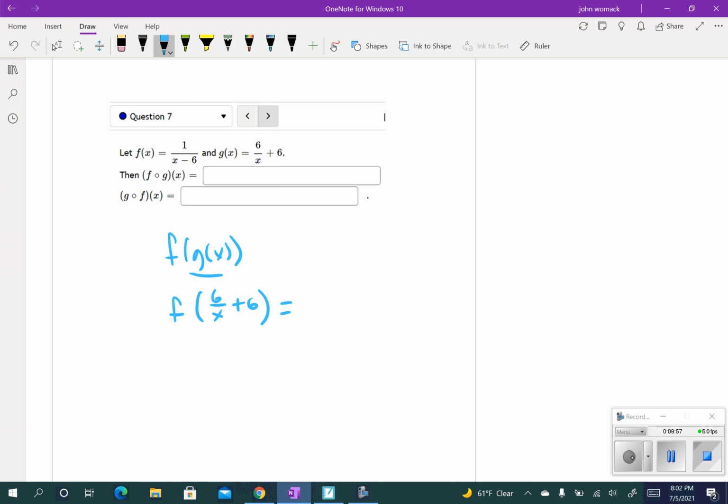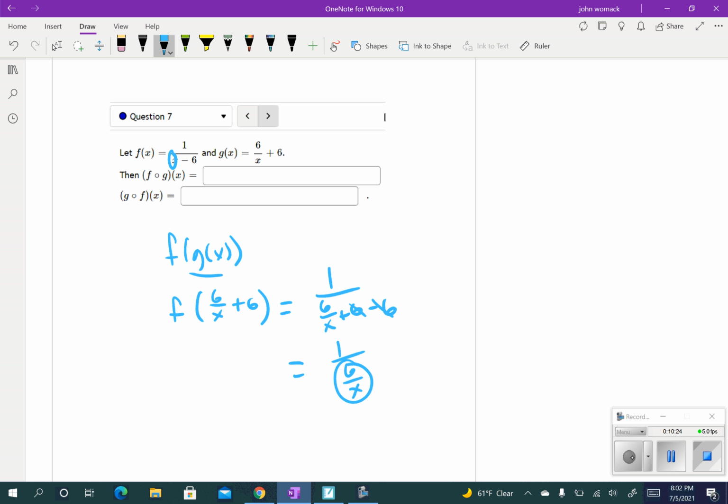Plug that in. So I have 1 over x minus 6. Whoops, sorry about that. 1 over, and I need to replace the x with 6 over x plus 6. That replaced that x right there. I still have the minus 6. And if it doesn't tell you to simplify, we should be okay, but this one does simplify. The 6 minus 6 is 0. So I have 1 over 6 over x.